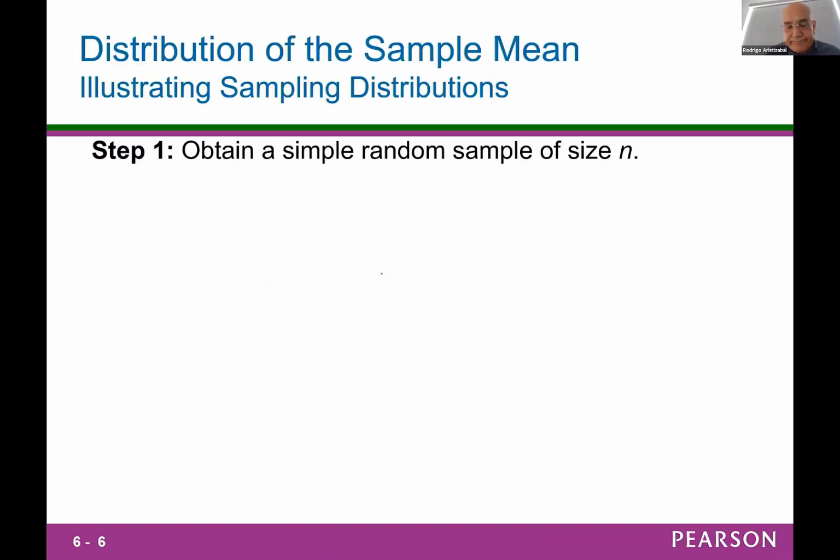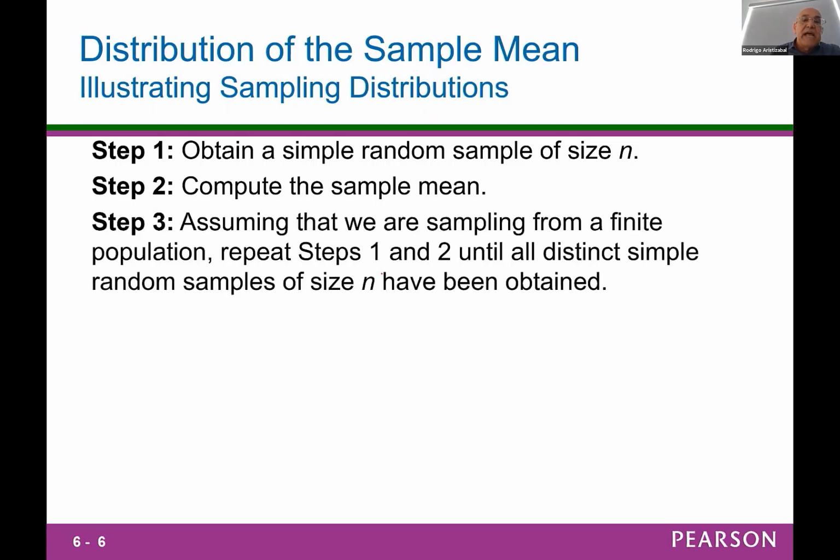How can we do that? First of all, we need to obtain the first sample of this size n, and we compute the mean for this sample. After that, we continue taking samples of the same size, all of them of size n, and compute the corresponding sample means. The idea is to obtain all possible samples of the same size to analyze how those sample means are distributed.